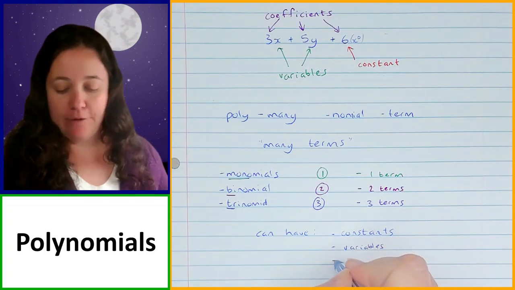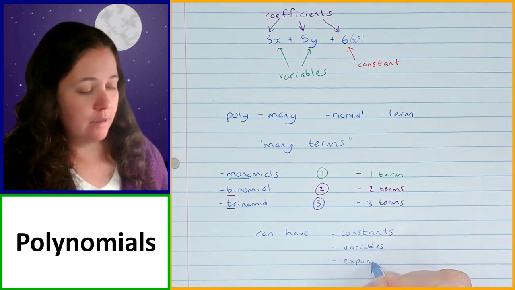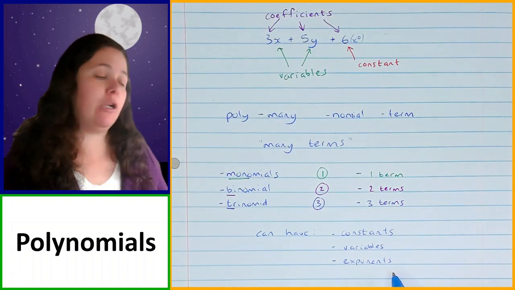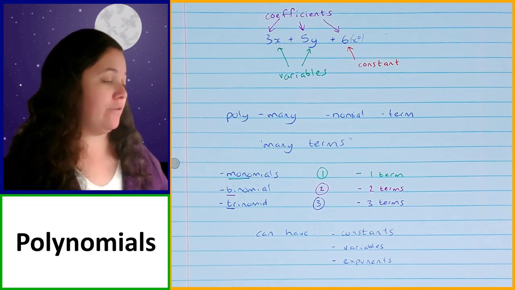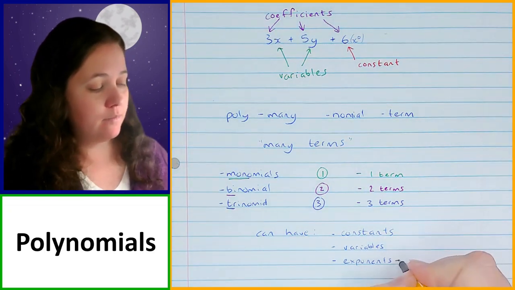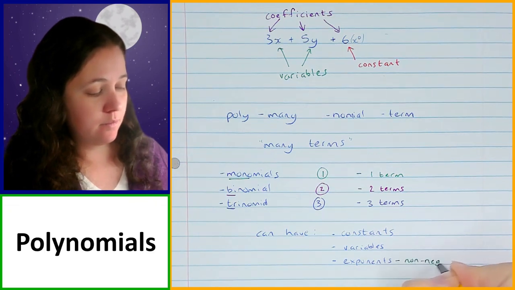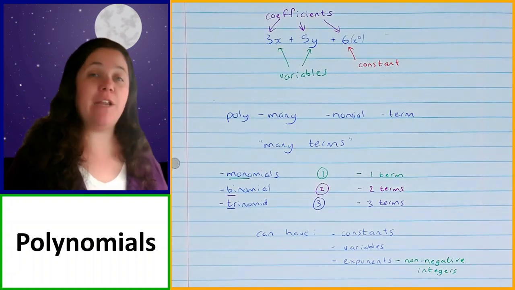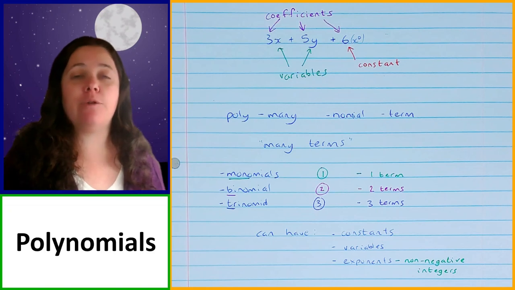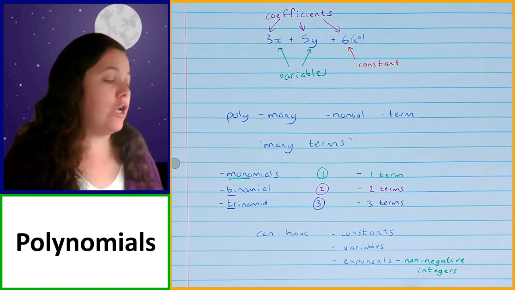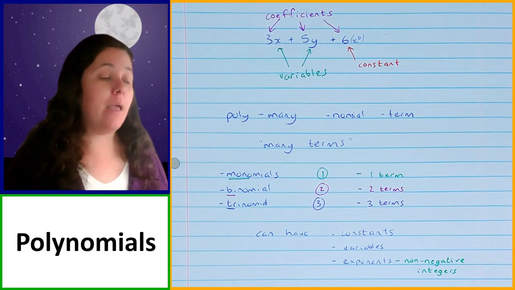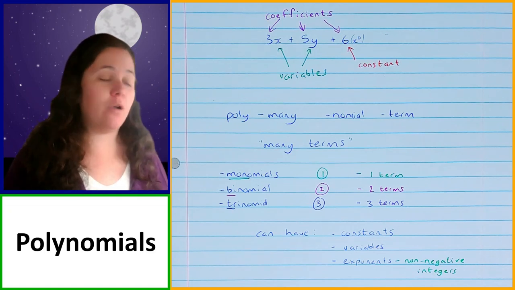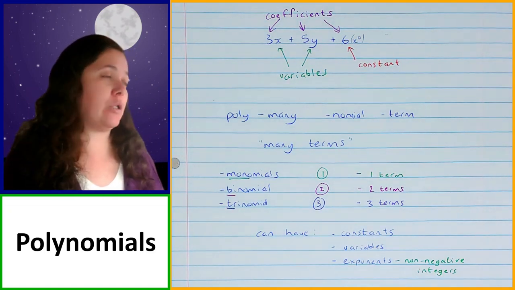And then you can also have exponents. But now we have to be careful with the exponents in a polynomial. The exponents have to be integers that are not negative. In other words, you can't have negative exponents. You also can't have fraction exponents because integers are all whole numbers. Okay, so you can't have negative exponents or fraction exponents. Those kind of exponents do exist. You can get them. But if you have those exponents, it's not a polynomial. Okay, so that's what we are talking about with polynomials.